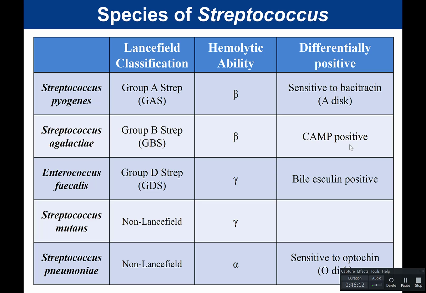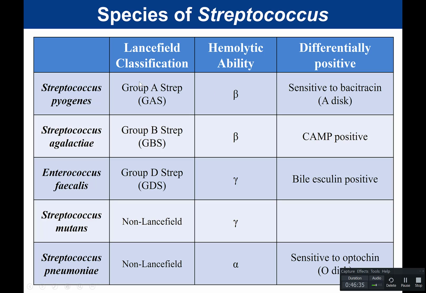Streptococcus pneumoniae is a non-Lancefield, so it doesn't fall in group A, B, C, or D strep. It's this other group. It is alpha hemolytic, which remember has a green hue on the blood agar, and it's sensitive to optochin. It's going to have clearing around the O disc.